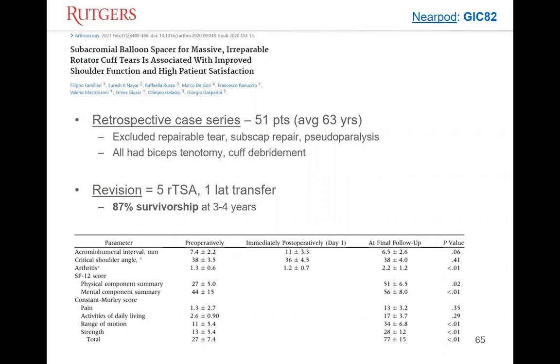The acromiohumeral interval increased immediately post-op prior to decreasing by final follow-up. Overall, 90% were satisfied with the surgery. 6 underwent a revision to a reverse or a lat transfer, resulting in an overall 87% revision-free survival at 3 to 4 years. So this demonstrated that the balloon spacer can have excellent outcomes in the short term. However, it seems that the spacer effect resolves by final follow-up. So it's likely that any remaining functional improvements were not related to the spacer itself.